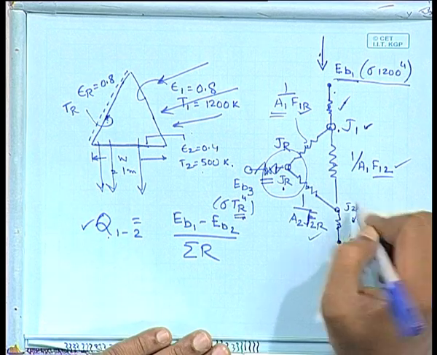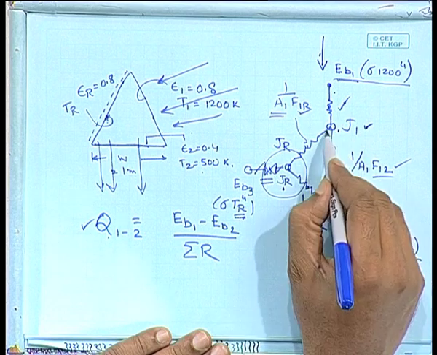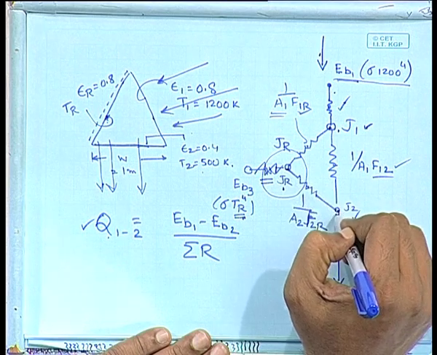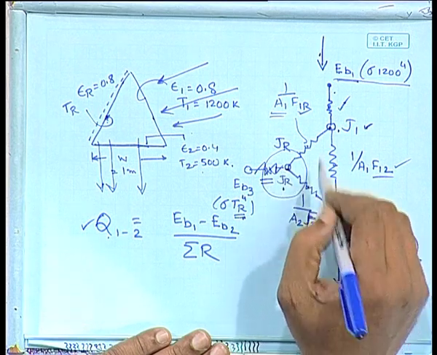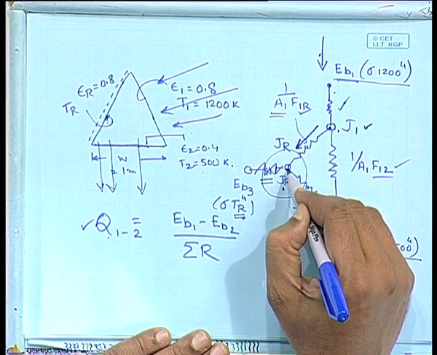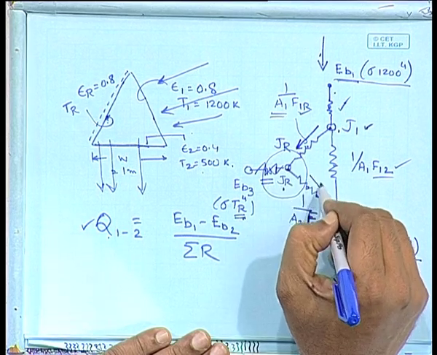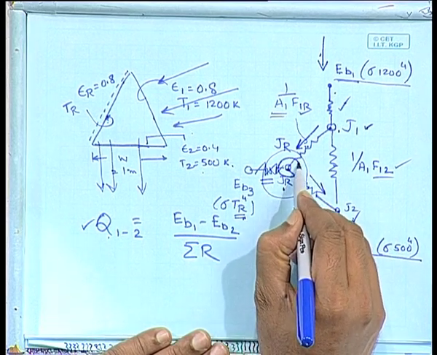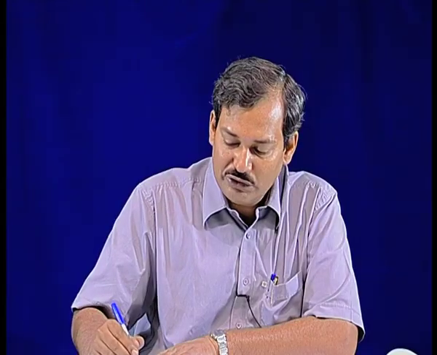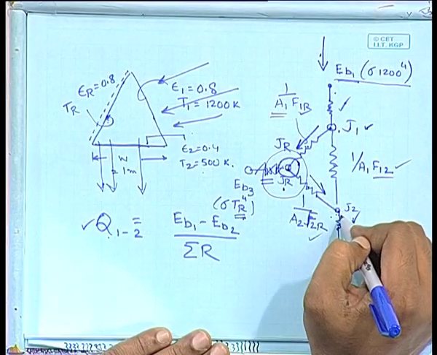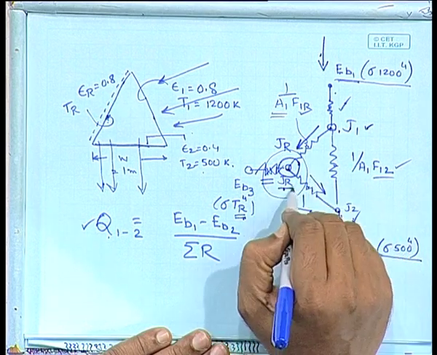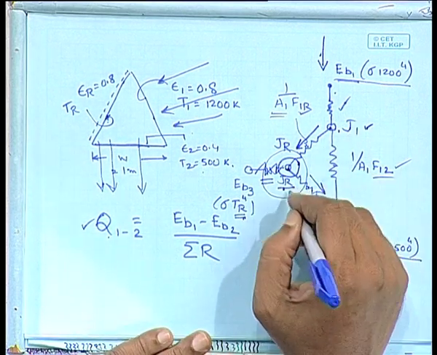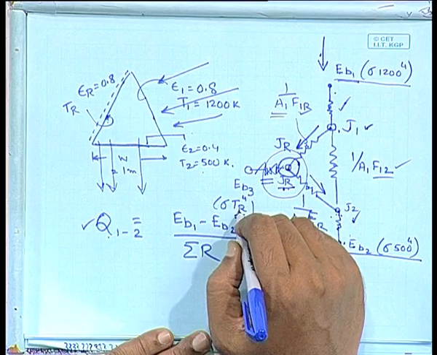After that, the current that comes from J1 to JR has to be equal to the current that goes from JR to J2. The flow in this direction, since it is a radiating surface, has to be equal to this one, or rather the algebraic sum of heat at node R should be equal to 0. So, your J1 is known to you, J2 is known to you, all the resistances are known, only JR is unknown. JR can be found out. Once you have JR known to you, JR is simply equal to epsilon T to the power R.